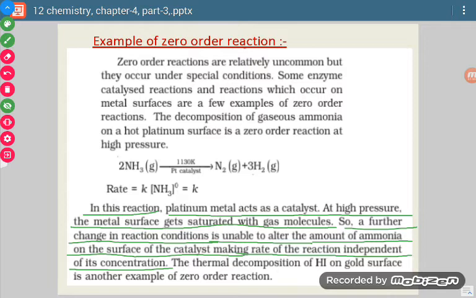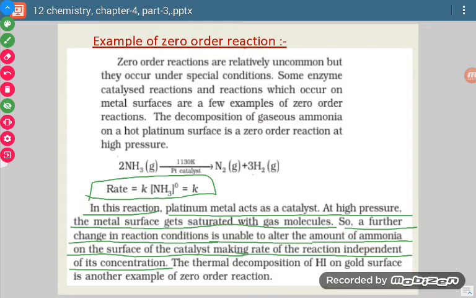After some time, the surface of platinum gets saturated. At this particular stage, when it gets saturated, what happens to its concentration? Ammonia concentration does not change. So we can say that it has become concentration independent of NH3. The rate of reaction will not depend on concentration of NH3 now, so we say that it is a zero order reaction.